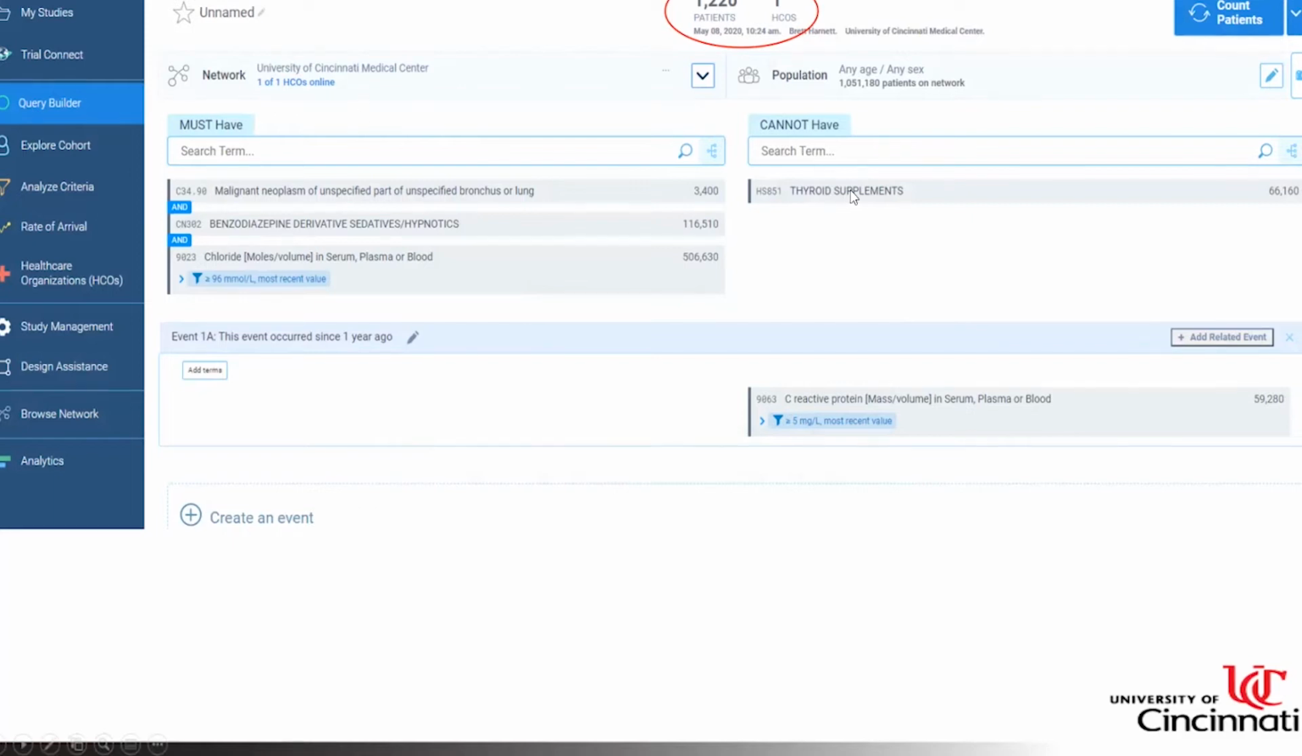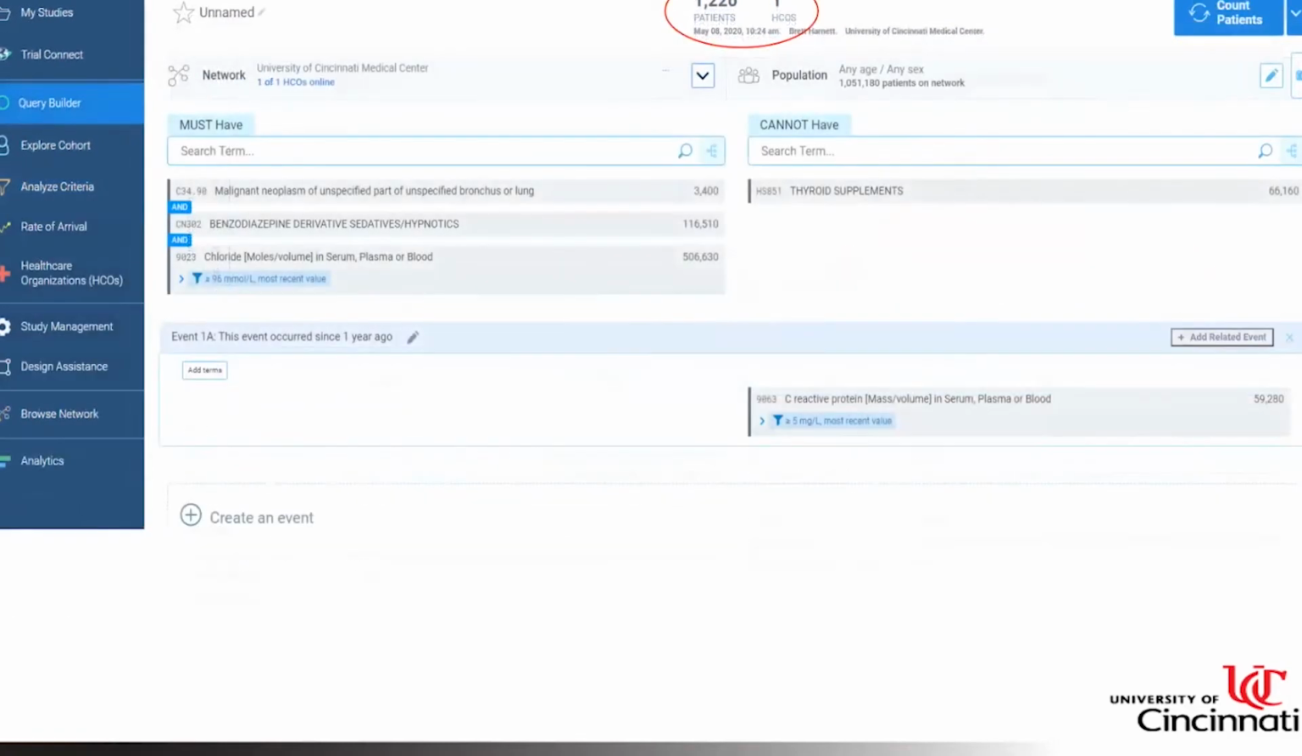And then you say you cannot have thyroid supplements. If they are on thyroid supplements, they don't qualify for this study because of the exclusion criteria. And then we also added in here a time constraint that this test was done within the last year. See, this is 1 year ago. So what Trinetics does, it allows you to include, exclude, and to have a temporal sequence of saying when something happened. And there's other benefits of that I'll cover in just a minute.